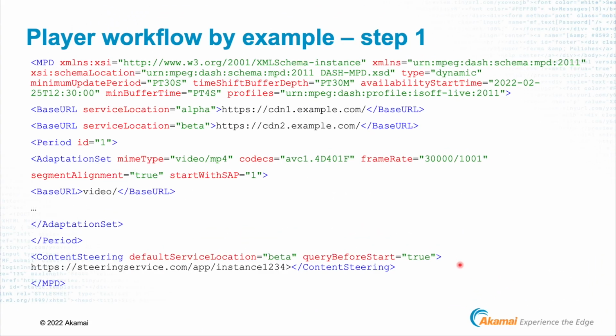So let's walk through the player workflow then and see how this might work in practice. Step 1, the player gets a manifest. We notice in our manifest there are 2 base URLs labeled alpha and beta pointing at different CDNs. Down here is our content steering element. The default service location is beta in this case, but we've told it query before start is true. If query before start was false, then it would simply start with beta. But in this case, it's going to honor the instructions.